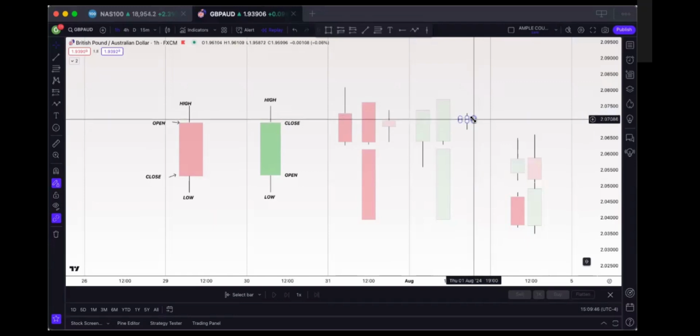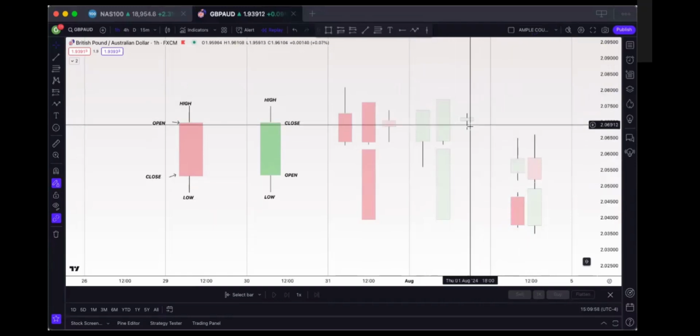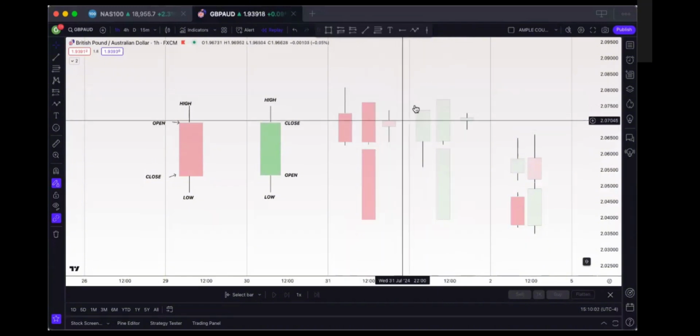the doji is probably my favorite candle. It tells us a ton, and when I see them, I'm watching. Sometimes you get doji after doji after doji, and then boom, fly, or drop to the ground. So the doji is a very important one. Again: inverse hammer, hammer, marubozu, marubozu, doji, doji.